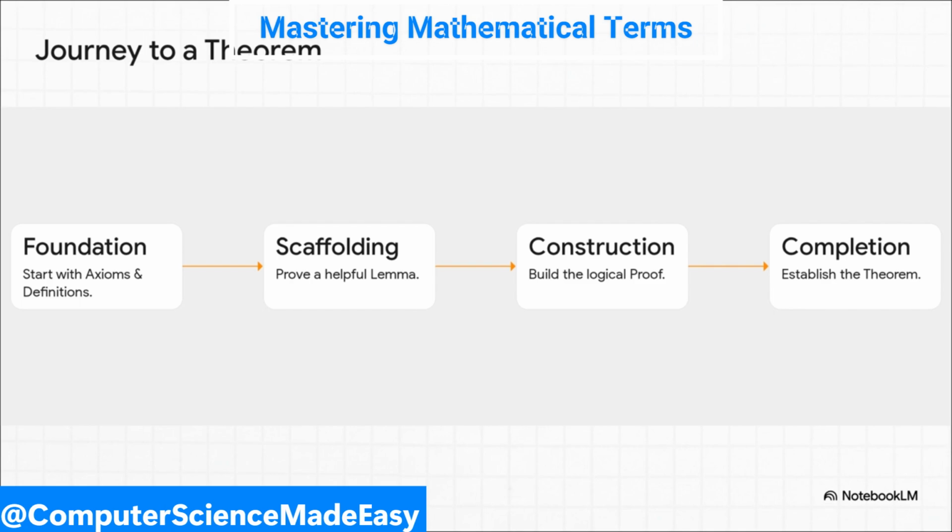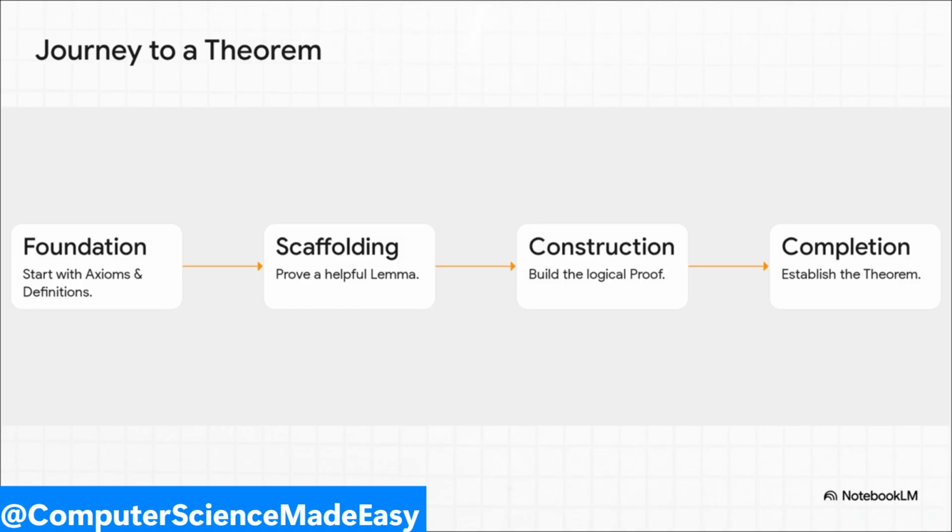So if you put it all together, you can see the whole journey to a theorem. You start with your solid foundation, the axioms and definitions. Then you put up your scaffolding by proving a helpful lemma or two. With that support in place, you begin the main construction, which is building that step-by-step logical proof. And finally, completion. You've done it. You've established a brand new, magnificent theorem.